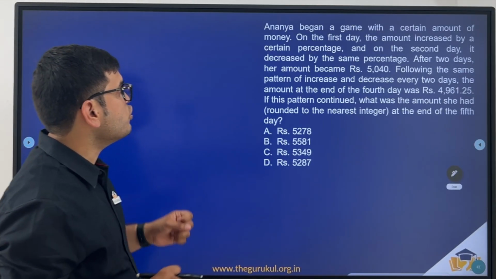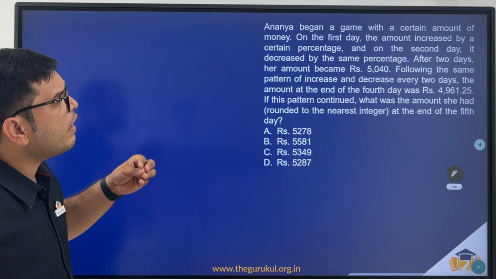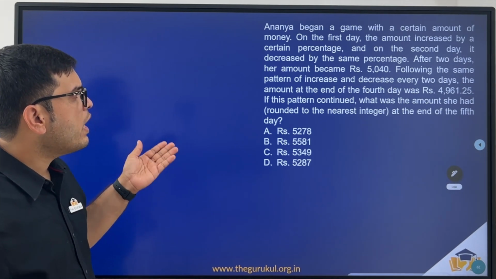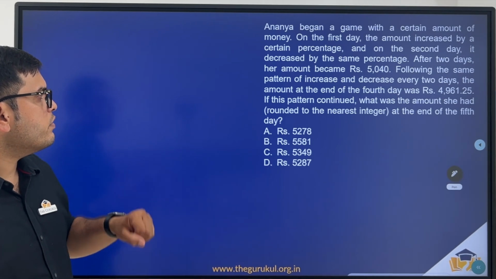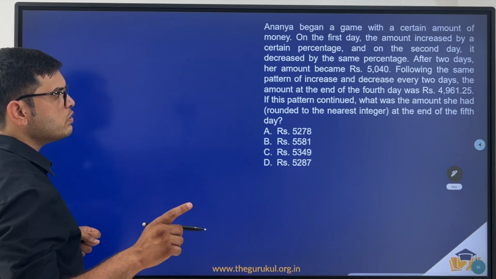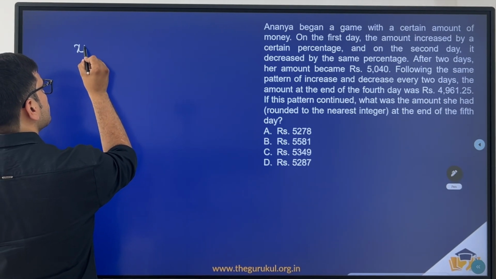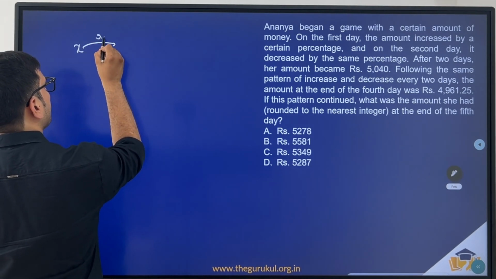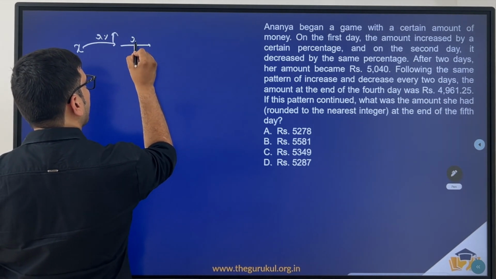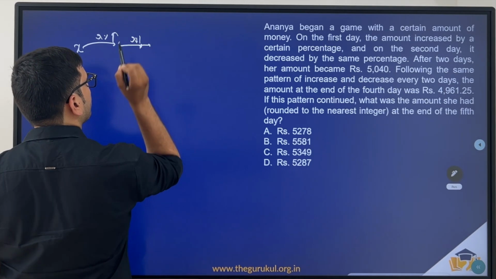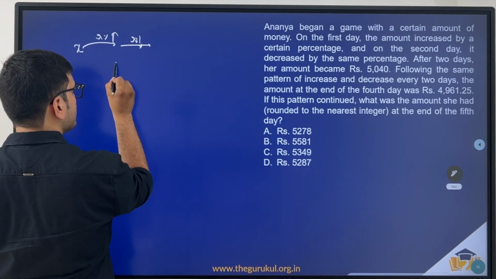Now coming to the last question. Ananya began a game with a certain amount of money. On the first day, the amount increased by a certain percentage, and on the second day, it decreased by the same percentage. After 2 days, her amount became 5,040 rupees. Let the initial amount be X. Right. So first X was increased by R percent and then decreased by R percent. Right. So successive percentage change. So the resultant percentage change would be.